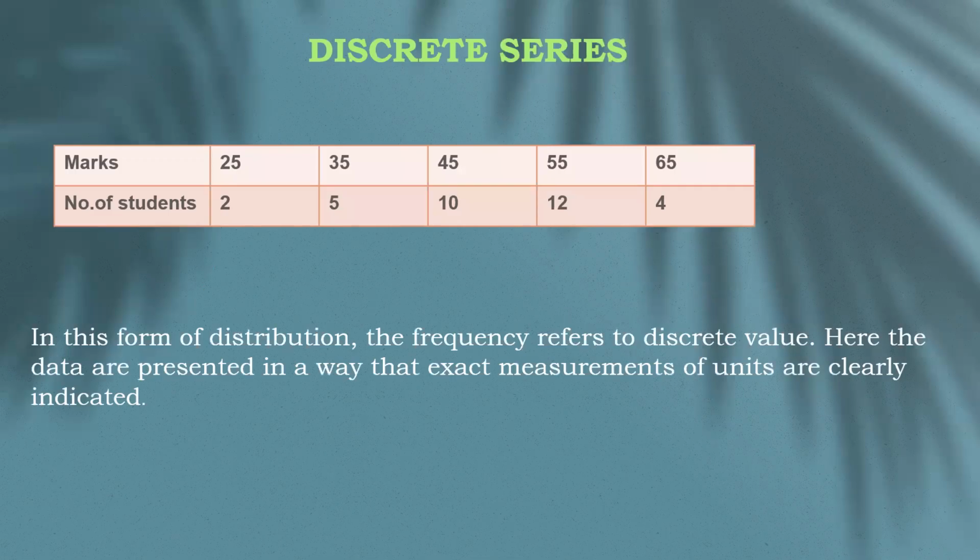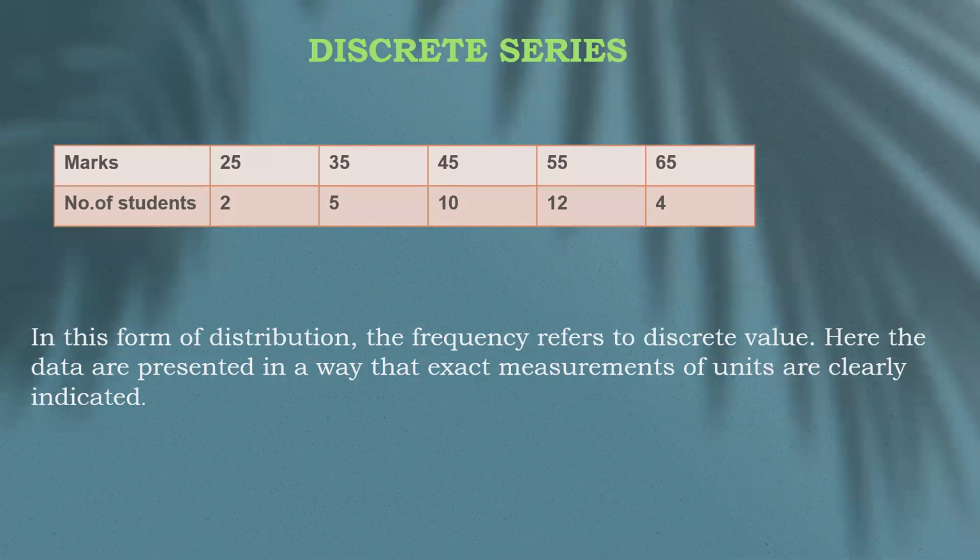Next is discrete series. In this form of distribution, the frequency refers to discrete values. Here the data are presented in a way that exact measurements of units are clearly indicated. This is the example for discrete series. For example, the marks and number of students are given to you. Marks are 25, 35, 45 and so on, and number of students is 2, 5, 10. So in this example, it is specifically given that 2 students have scored 25 marks, 5 students have scored 35 marks and so on.